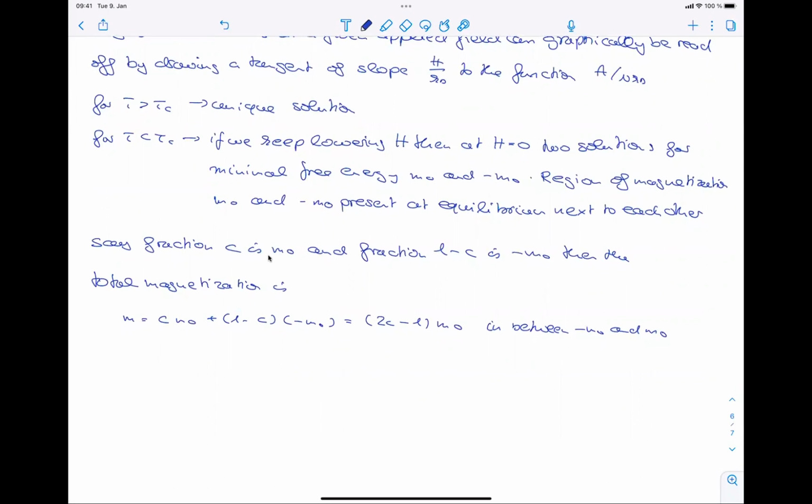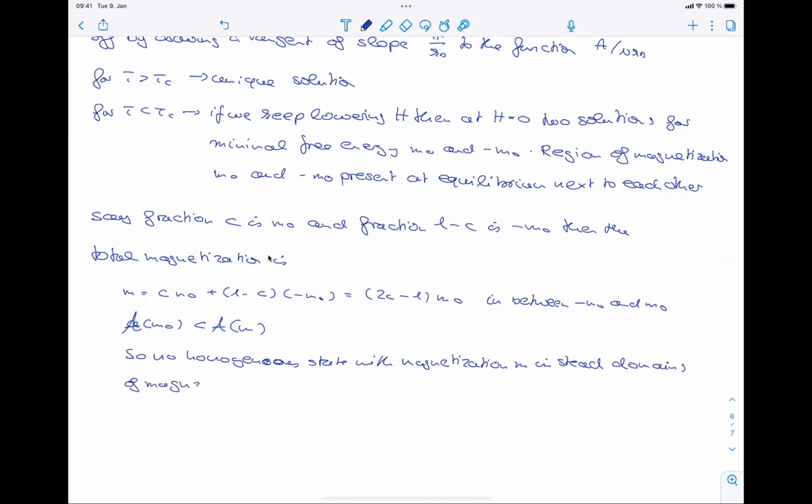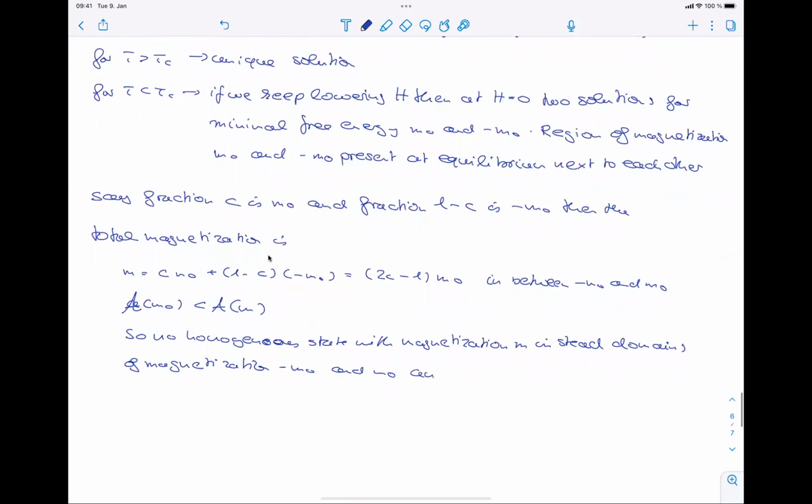And so note that the magnitude of M naught is always smaller than any other magnetization, yet we find no homogeneous state with magnetization M. Instead, domains of magnetization minus M naught and M naught, analogous to the Maxwell construction of the van der Waals fluid.